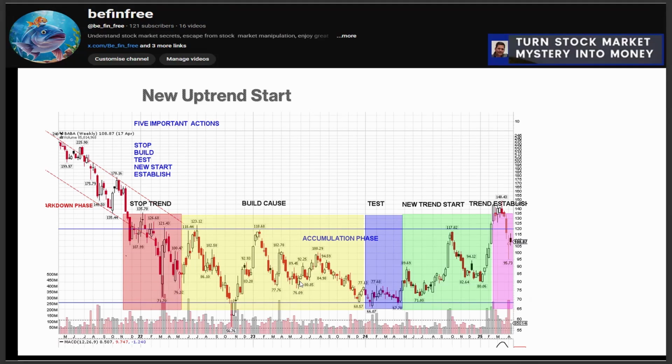As we discussed, for a trend to be reversed, first you have to stop the current ongoing downtrend, and then comes the sideways accumulation phase. At a later point, once the accumulation phase is nearing its end, the big investors will do their test by creating market manipulation activities in the test phase. Once they have confirmed there is no more supply left, that's when the new trend starts.